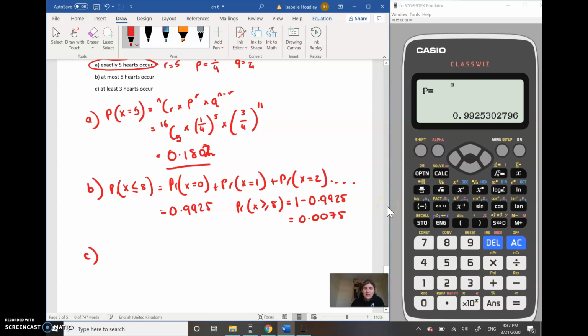So for part C, we're looking at the probability that at least 3 hearts occur. So that's the probability where x is greater than or equal to 3. It's at least 3. 3 is the smallest, and we're looking at all the possible probabilities above 3. Now when you're doing this, the calculator won't do greater than, but it will do less than. So the probability that x is greater than or equal to 3 is the same as 1 minus the probability that x is less than or equal to 2.